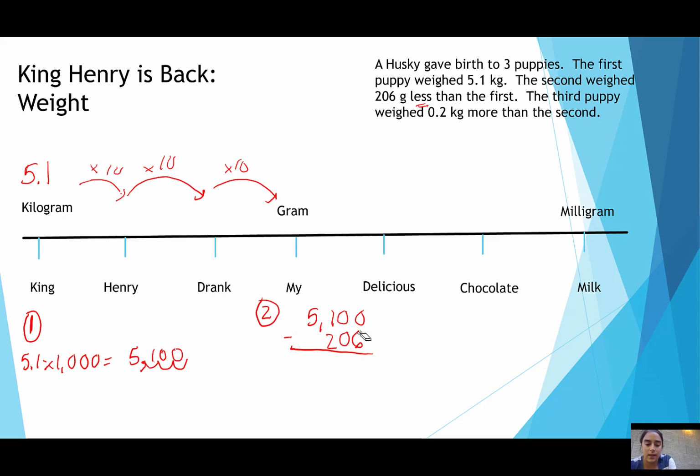All right, so let's do this. I can't take 6 away from 0, so I can decompose from this 1, make this a 10, it's going to be a 9, 10 minus 6 is 4, 9 minus 0 is 9, can't take 2 away from 0, I'm going to decompose from the 4, make this a 10, 10 minus 2 is 8, and then I have a 4. So the second puppy, and you can check it even if you used a calculator, I wouldn't be upset, because that's not the point. Here is the second puppy weighs 4,894 grams.